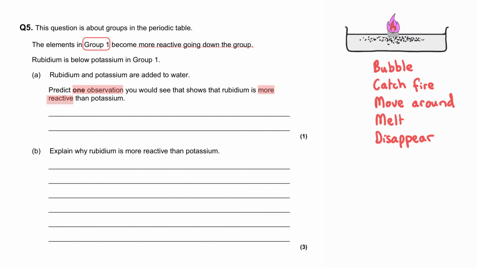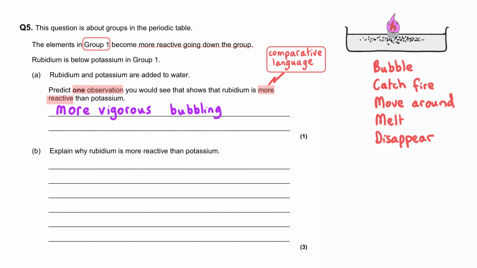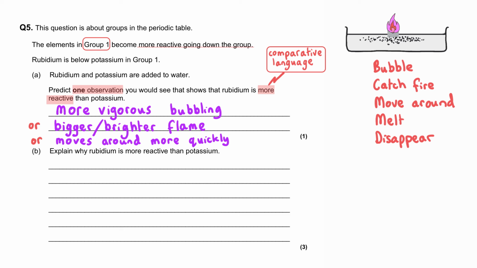Now, if we are wanting to show that rubidium is more reactive than potassium, we must use comparative language when describing our observations. For instance, the bubbling might be more vigorous for rubidium, or the flame that we see might be bigger or brighter, or the rubidium might move around on the surface of the water more quickly, it might melt more quickly, or disappear more quickly. Any of these things, absolutely fine for the 1 mark, provided we use comparative language.